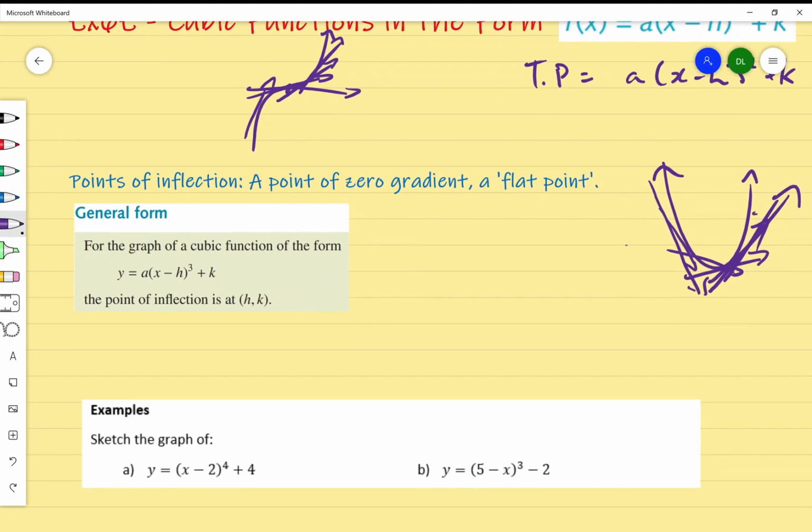So similar to our turning point form, you can call this our point of inflection form, if you'd like. (h, k) gives us our point of inflection. Any questions about that? No? Okay, I'm going to go straight into the examples.